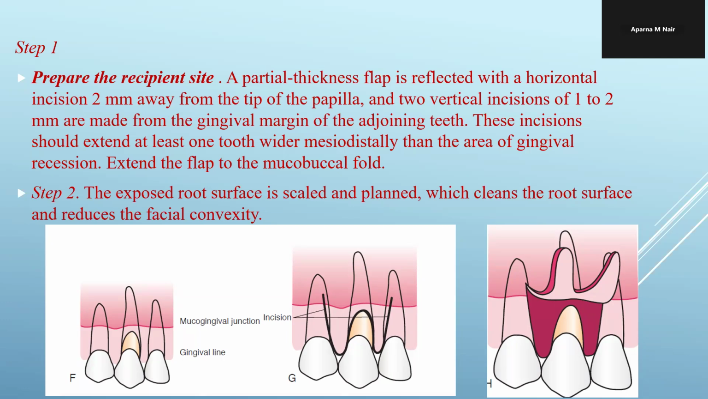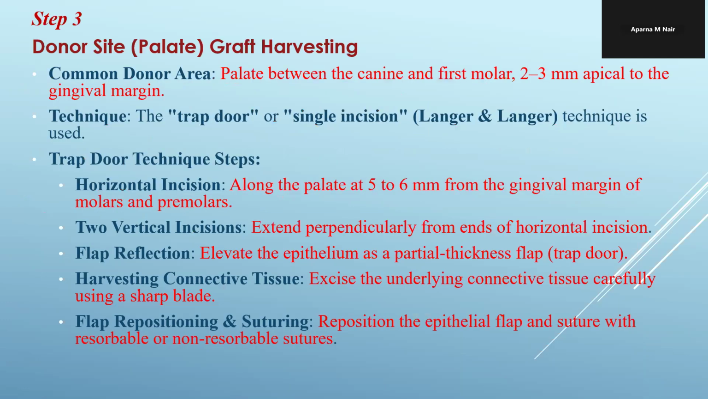Step 2 involves root planing and scaling on the exposed root surfaces, which cleans the root surface and reduces the facial convexity. Step 3 is to prepare the donor site to harvest the graft. The common donor area is the palate between the canine and first molars, 2 to 3 mm apical to the gingival margin. The technique is the trapdoor technique or a single incision technique.